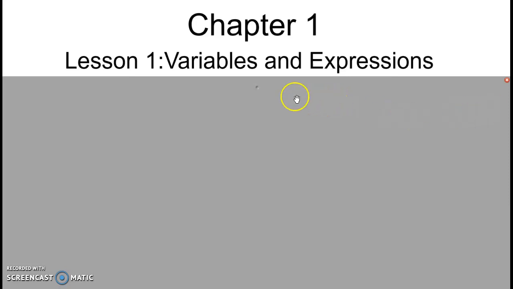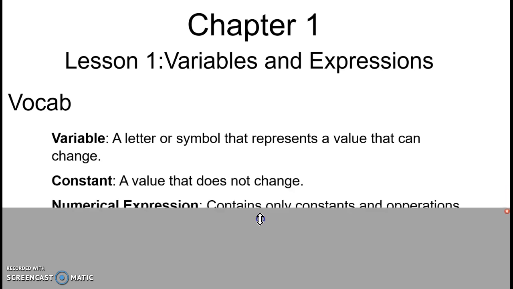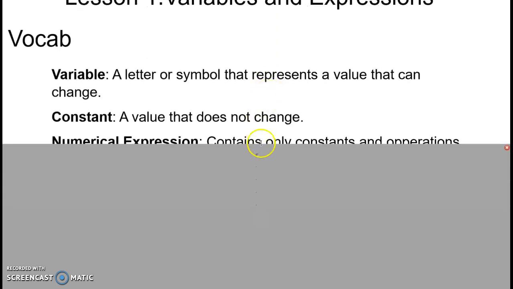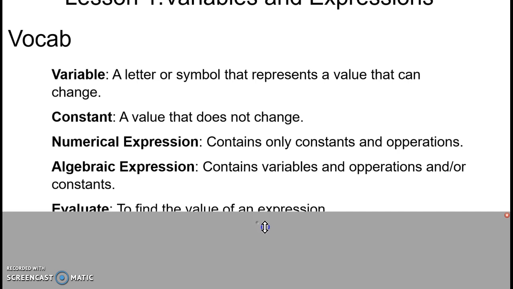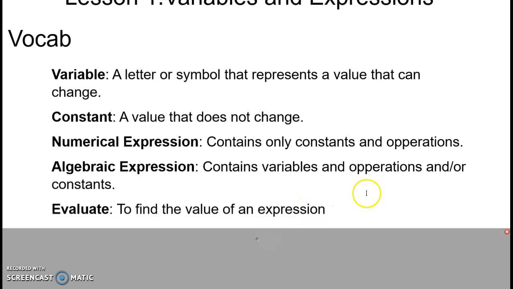Lesson 1, Variables and Expressions. Okay, today we're going to start with some vocabulary that you are probably used to using and hearing, but might not have a great idea of the actual definition. So first up is variable.